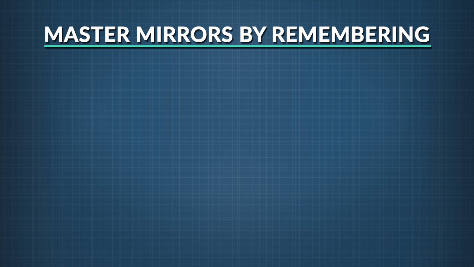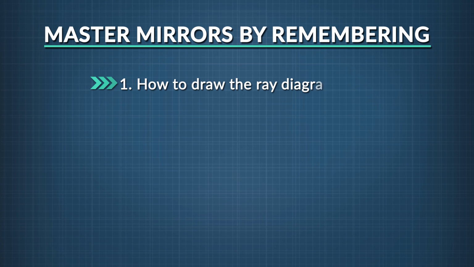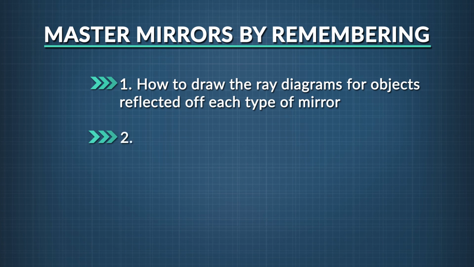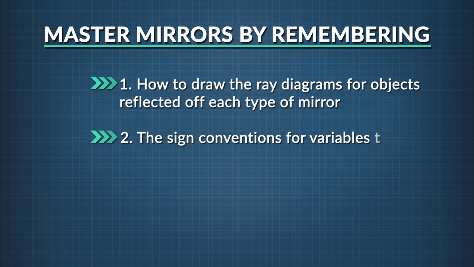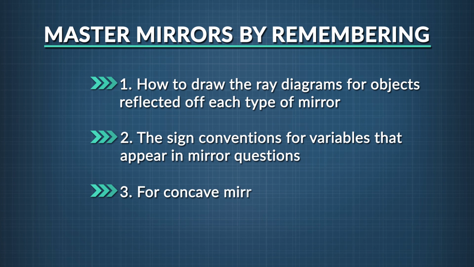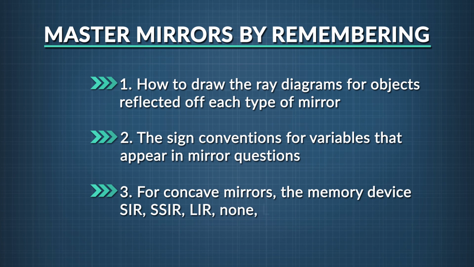To master mirrors, remember these three things. Number 1, how to draw ray diagrams for objects reflected off of each type of mirror. Number 2, the sign conventions for variables that appear in mirror questions. Number 3, for concave mirrors, the memory device SIR, SSIR, LIR, none, LUV, and what it means.